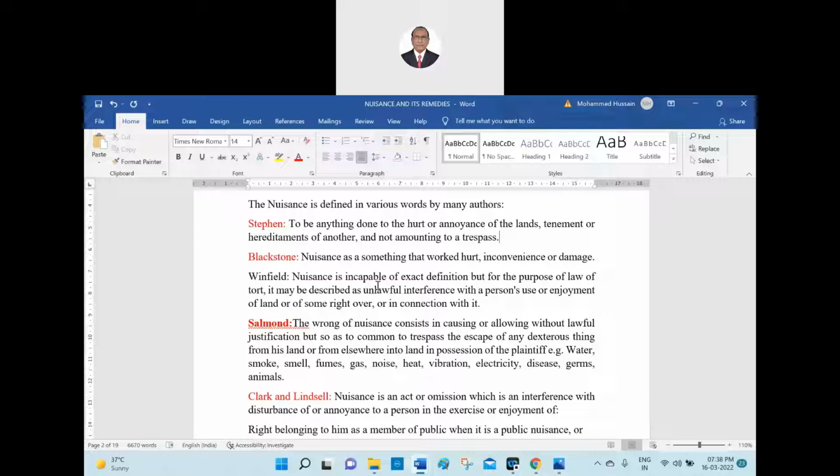Can I tell the name of the case law? Can I tell the facts of the case law? Anyone? Sir, Gloucester Grammar School. Is it a nuisance? Gloucester Grammar School case is damage without injury. Yes, but I said nuisance.